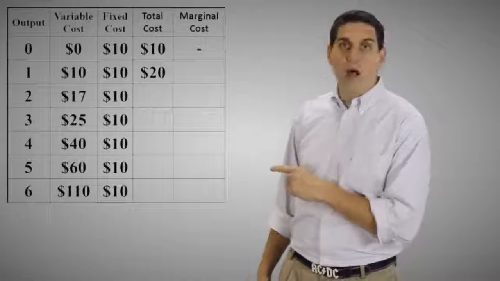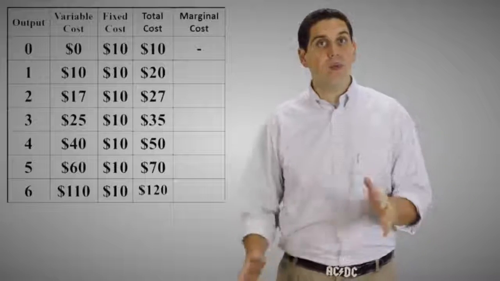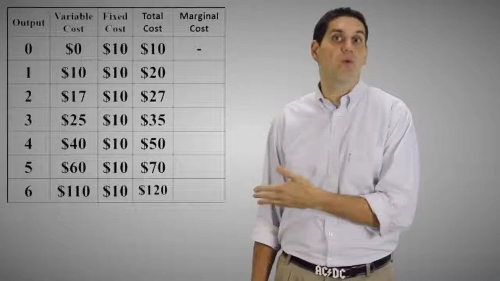For 1 unit, it's $20. For 2 units, it's $27. Then 35, 50, 70, and 120. And it's really that simple. Variable cost plus fixed cost equals total cost.